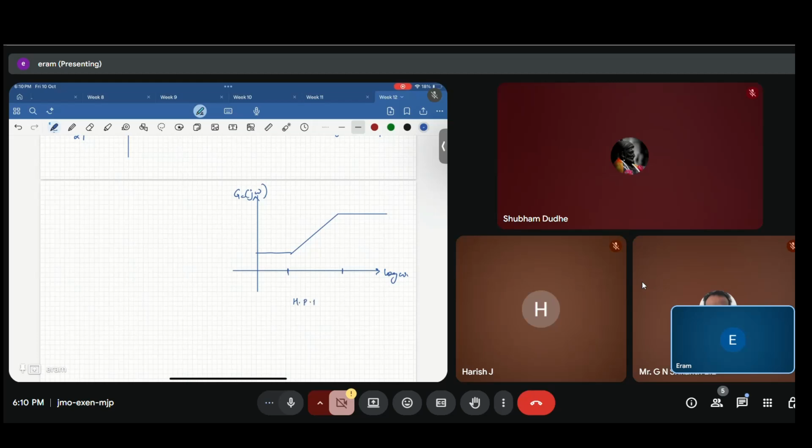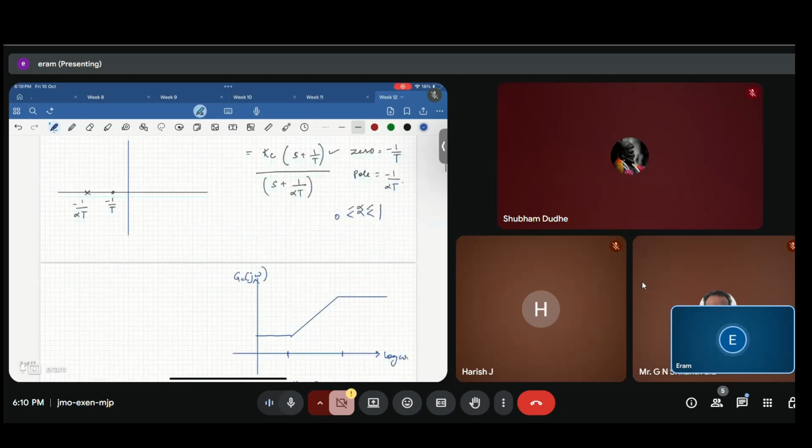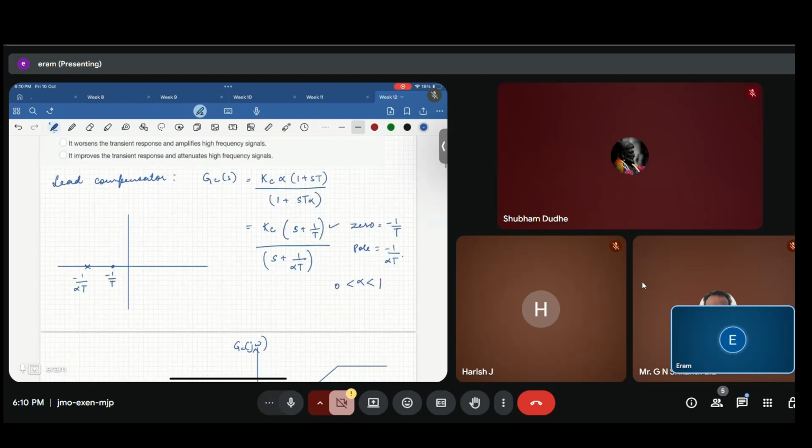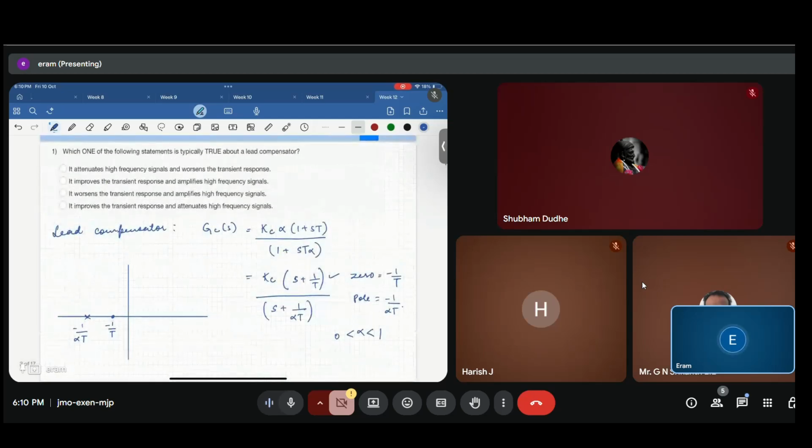And if we calculate the phase of this transfer function, what will we observe? We will observe that it introduces a positive phase. That means it introduces a positive phase component to the overall transfer function, so we will have a phase lead in the phase of the transfer function. So this is all about a quick recap of a lead compensator.